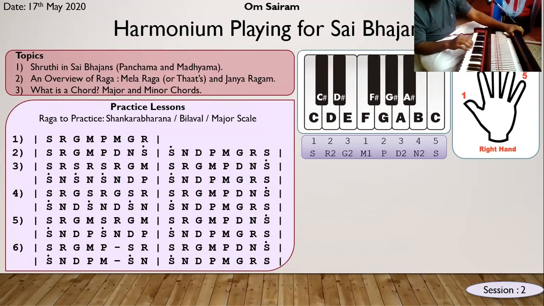The second one is Sarigama Padanisa that I have already told yesterday. So Sarigama Padanisa. You're playing 1, 2, 3, 1, 2, 3, 4, 5. Then 5, 4, 3, 2, 1, 3, 2, 1. Okay. Again I'll repeat. 1, 2, 3, 1, 2, 3, 4, 5. 5, 4, 3, 2, 1, 3, 2, 1. Then third lesson is Sari Sari.